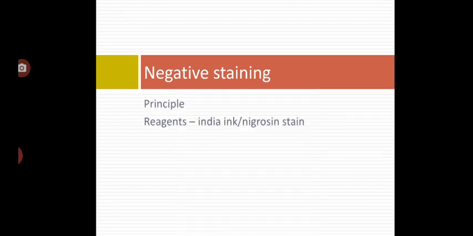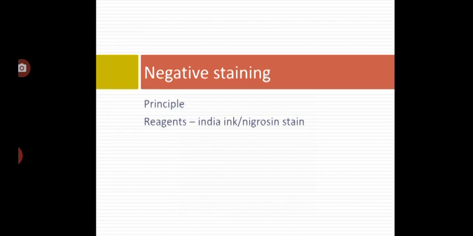Coming to the principle, negative staining requires an acidic dye such as India ink or nigrosin. India ink or nigrosin is an acidic stain. This means that the stain readily gives up a hydrogen ion, a proton, and the chromophore of the dye becomes negatively charged. Since the surface of most bacterial cells is negatively charged, the cell surface repels the stain. The glass of the slide will stain, but the bacterial cell will not. The bacteria will show up as clear spots against a dark background.